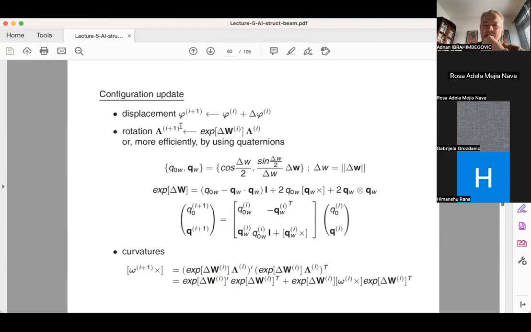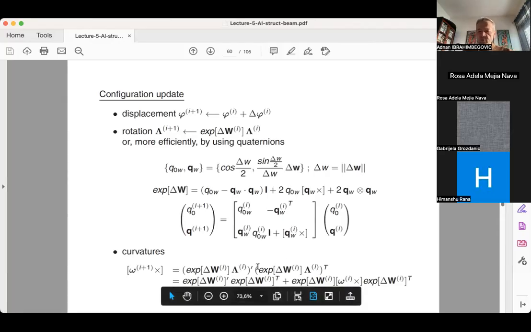So how do you get the corresponding quaternion from this one? Well, basically, this will give you simply taking cosine of delta W over 2, where delta W is the norm of this vector delta W. And the vector part will be sine of delta W over 2 divided by this norm, and then multiplied by this vector here. So the corresponding orthogonal matrix of this is here when you need it, and the corresponding update is again done in terms of the quaternion.